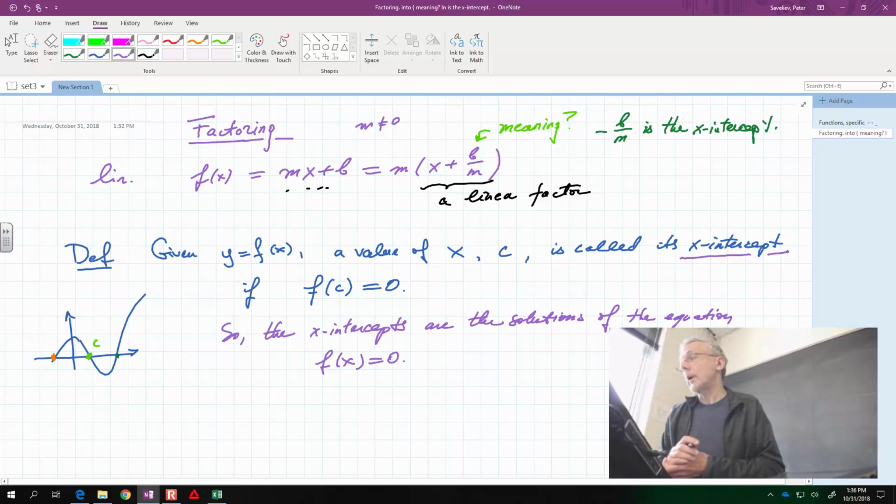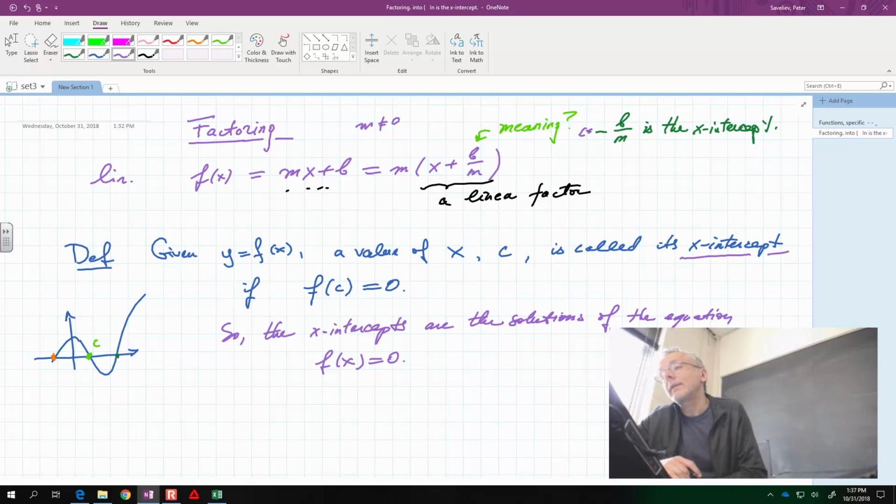So anyway, for linear polynomials, the problem of finding x-intercepts is automatically solved if you factor out m. You factor out m, and then for a linear polynomial, negative b over m is our x-intercept. Okay, so that's the advantage of factoring, not just finding those intercepts. It's the same function as it was before. It's just put in a different form.